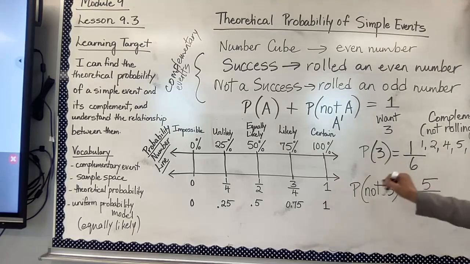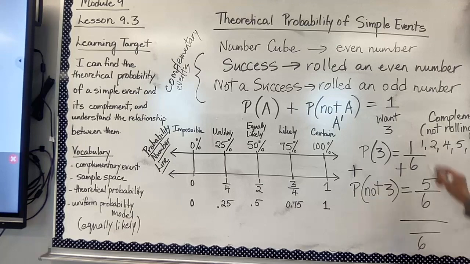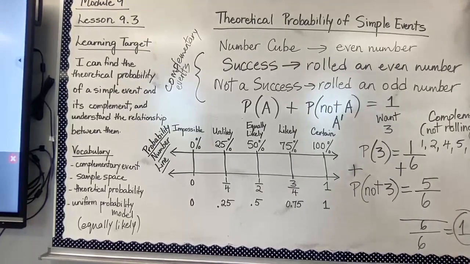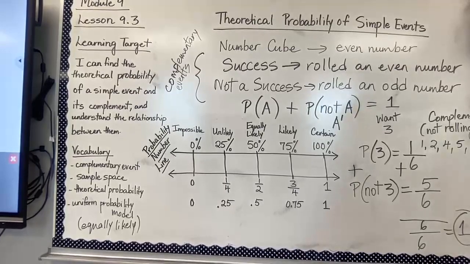If I take the sum of these two, look at this. I have a denominator of 6, and 5 plus 1 is 6. And what is 6 over 6? I get 1 whole. That's what I was trying to explain earlier: when you take the probability of an event and the probability of its complement and take the sum of these two, you are going to get 1 as your answer.